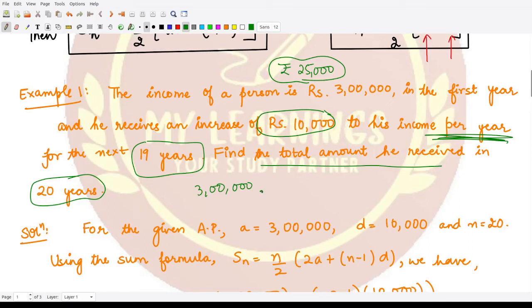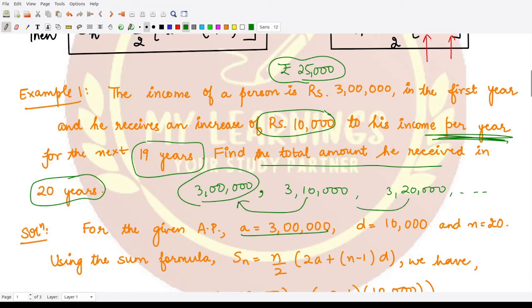And then the next amount would be 3 lakh and 10,000, correct? The next amount would be 3 lakh 20,000, and so on. So you see, this is our first term. And the common difference is, when you subtract this from this or this from this, you will have d as 10,000, because that is the amount that you are incrementing each time. And we are doing it for how many years? Because we are writing the terms year wise, the total number of terms would be 20, correct? So n is 20 in our case.